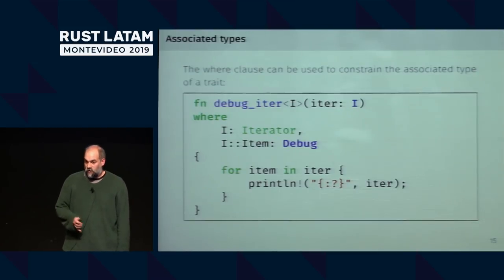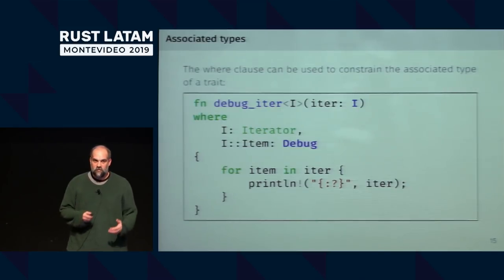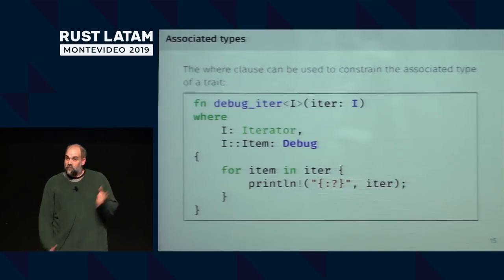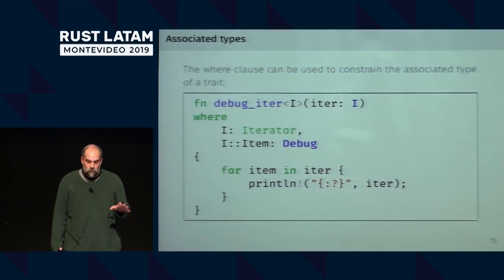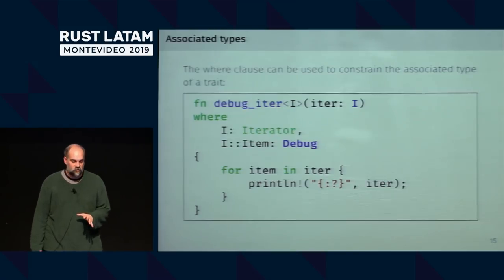Where clauses are important for a couple of reasons. For example, they are the way how we can constrain the type that an iterator returns to us. So again, using just the bare Debug trait and printing stuff out to the console, I can have a function called debug_iter that takes any kind of iterator.